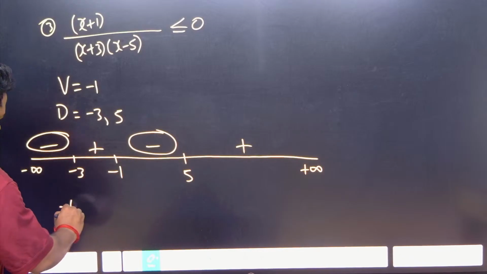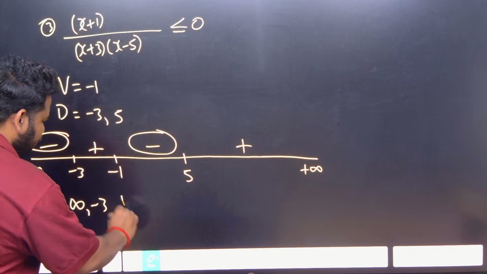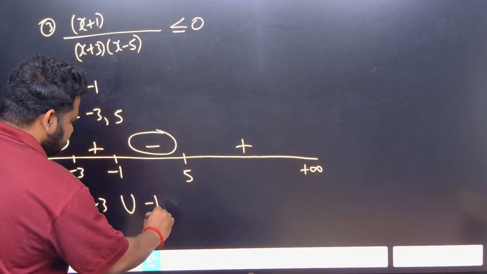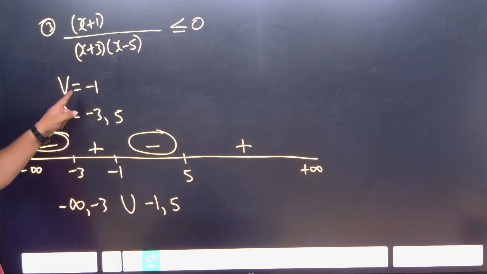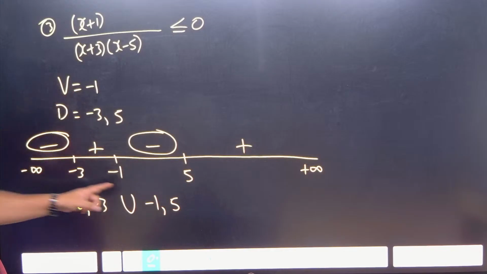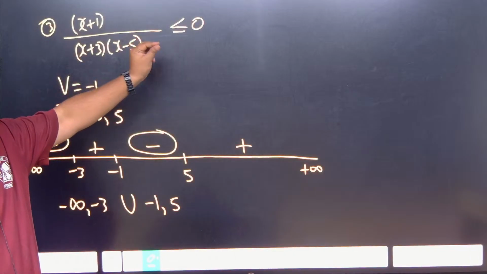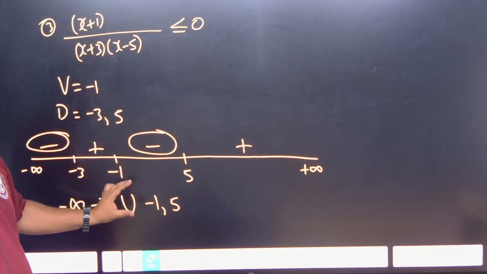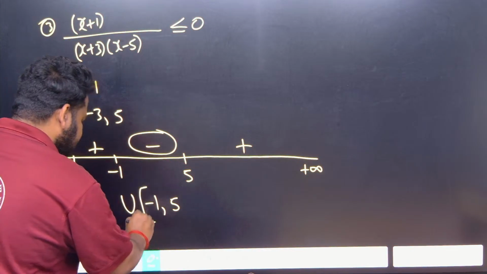We have minus infinity, comma minus 3, union minus 1, comma 5. Don't write the brackets as of now. Now the vanishing point is minus 1. At minus 1, should I write open or closed interval? Since it is less than or equal to, equal is coming, so here I should use closed interval. There is only one vanishing point.